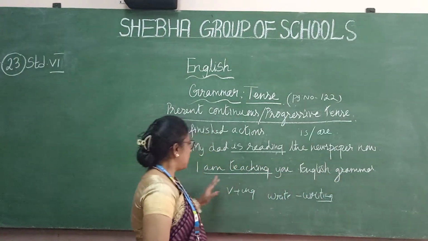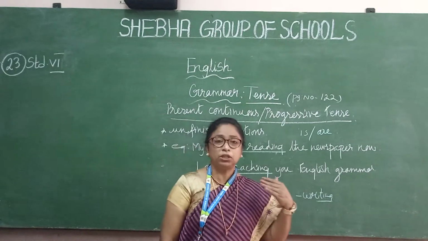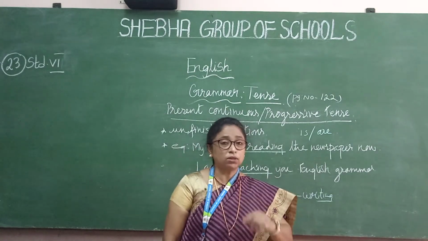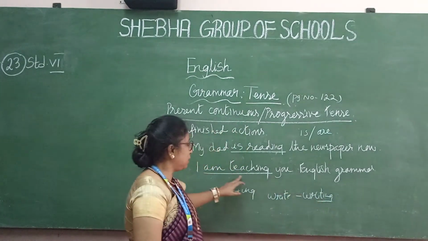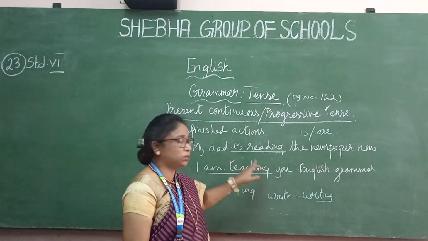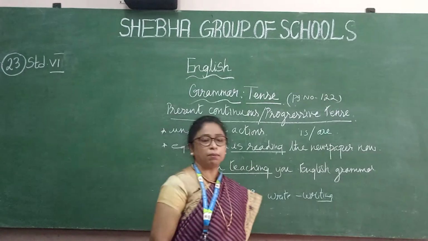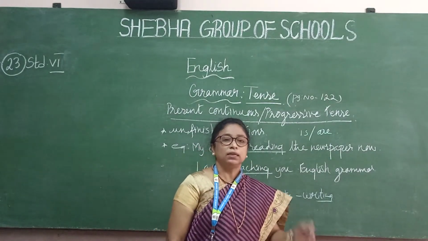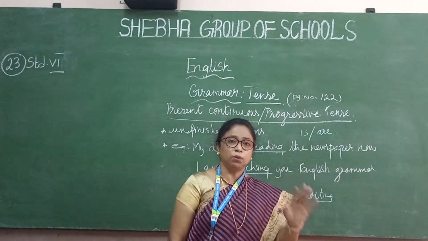The next one is what I am doing now. What am I doing? I am teaching you English grammar. So there also is the continuous tense. Teach is the verb here, and I am adding ing to it. So, I am teaching you English grammar. Got that now? So this is known as the present continuous or progressive tense.